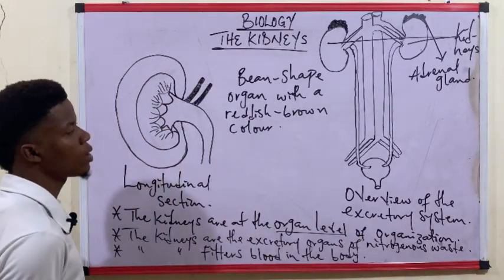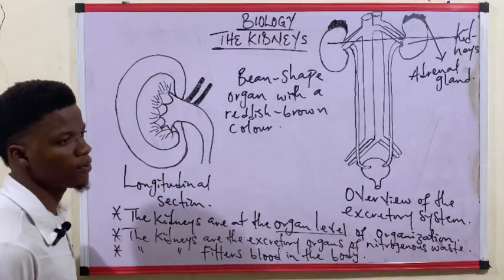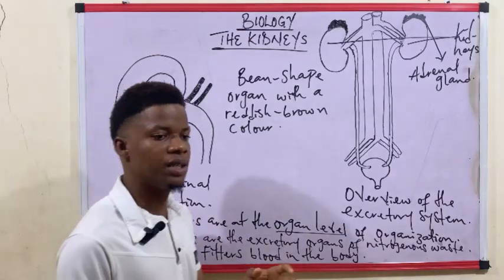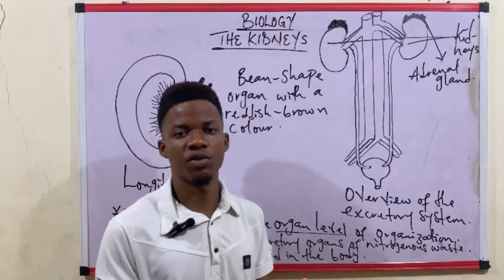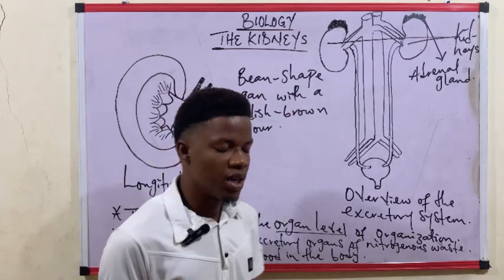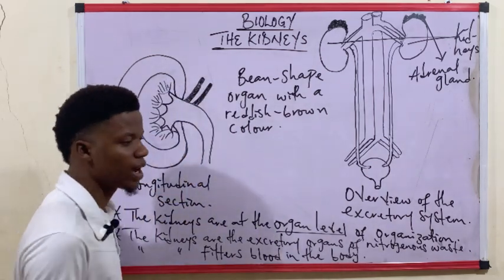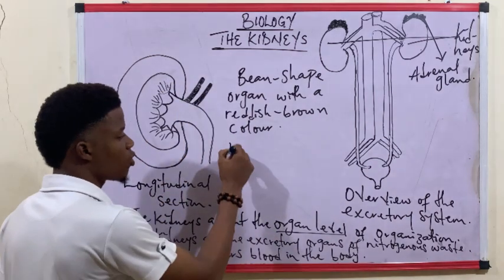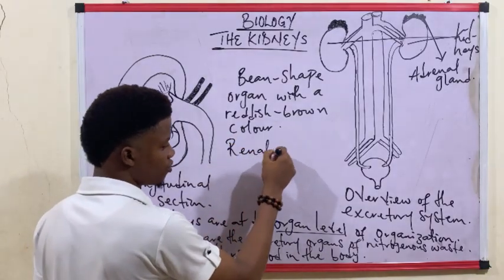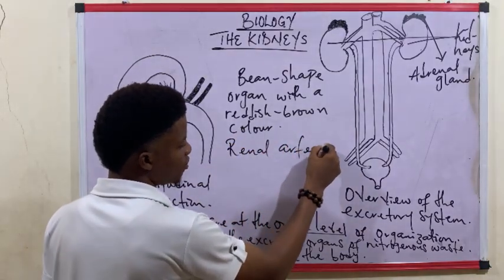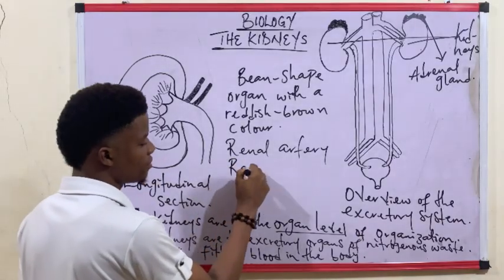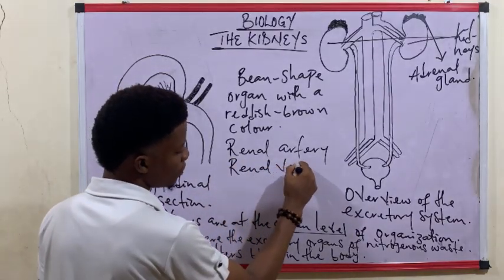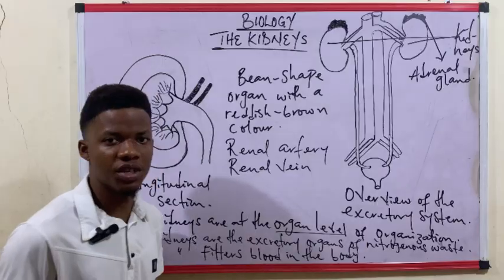So one other thing we can also talk about for the kidney is what are the blood vessels that take blood to the kidney, and what are the blood vessels that remove blood from the kidney. Now please take note, the blood vessel that carries blood to the kidney is called the renal artery. Right? So the renal artery carries blood to the kidney, while the renal vein removes blood from the kidney.